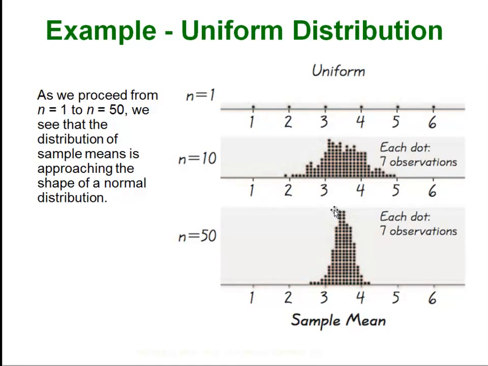Now if we started with something that had a uniform distribution, like rolling a six-sided die, you can see that when our sample size is small, we don't get something that's normal. We get a uniform. And then when it's 10, it's getting a little bit better, but it's still not very normal. And there's all sorts of peaks and valleys in there. But once we get that large sample size of 50, we get that beautiful normal curve again.